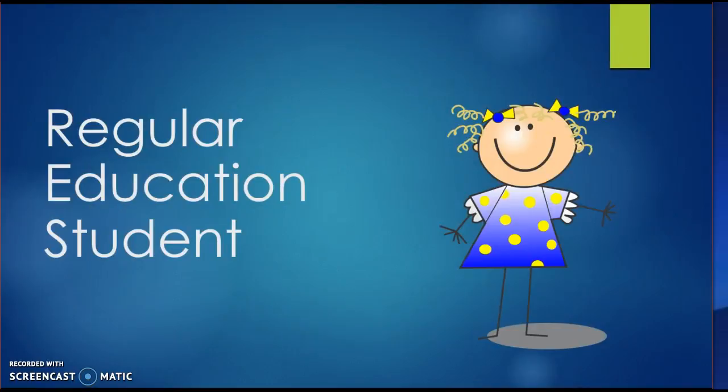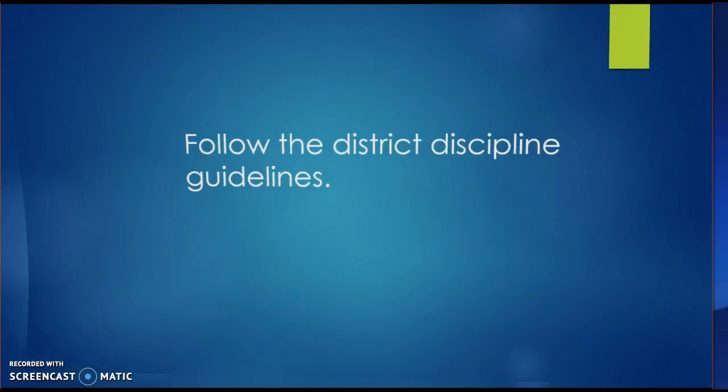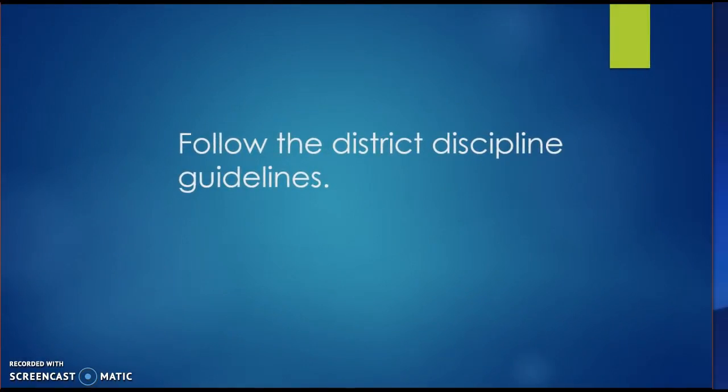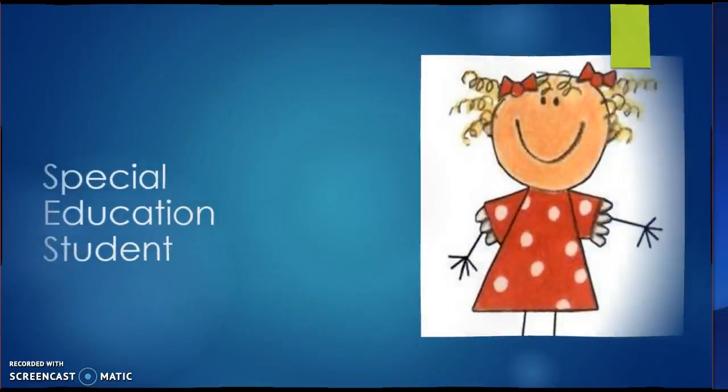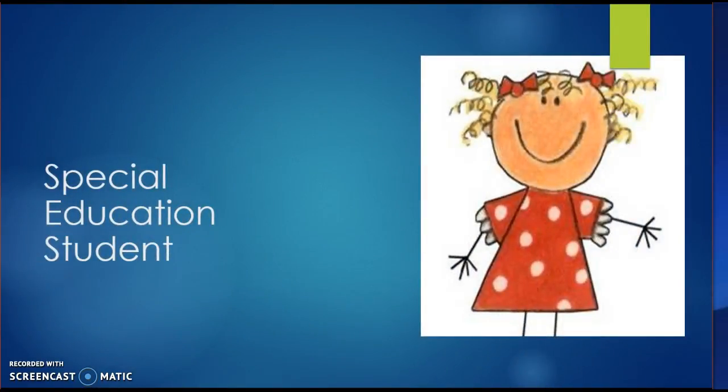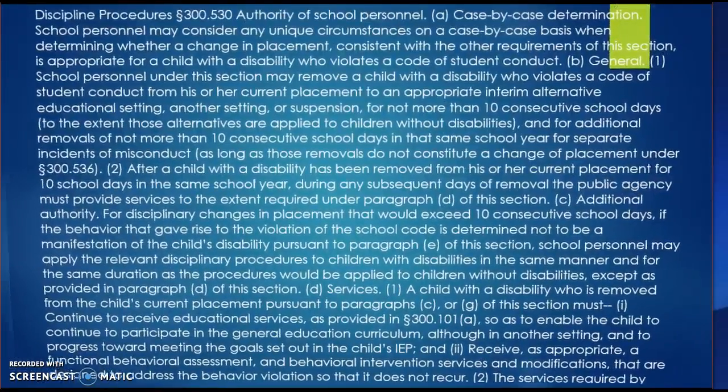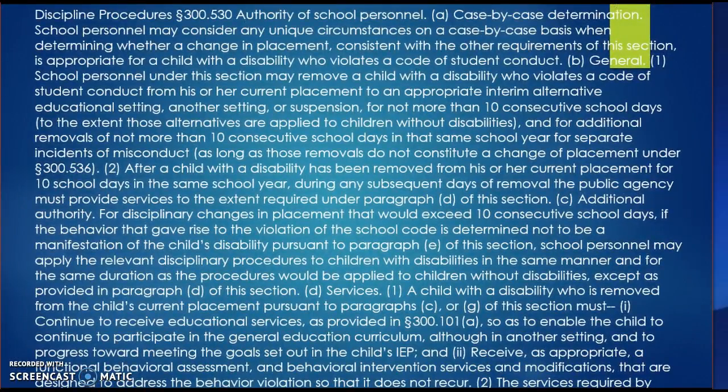This is Sandy, a regular education student. She just did something that broke the Code of Student Conduct. What do we do? We follow the district discipline guidelines. Now, let me introduce you to Sally. This is Sally, a special education student. She just did the same thing that broke the Code of Student Conduct. What do we do? Yeah, seriously, folks, this just keeps going for another 4 pages at least.